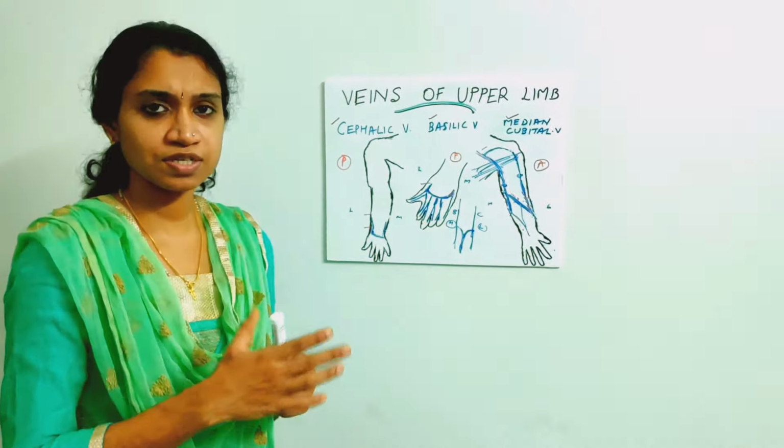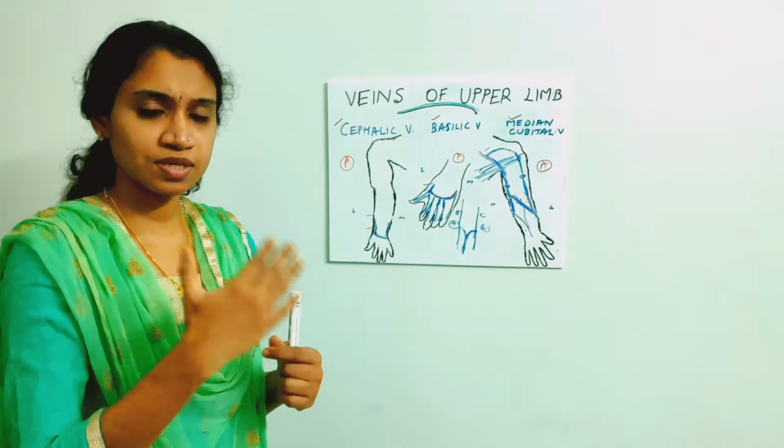Origin we have already discussed. The basilic vein joins with the brachial veins at the lower border of teres major to form the axillary vein, or the basilic vein can continue as the axillary vein at the lower border of teres major. In that case, the brachial veins will be joining at the lower border of the subscapularis muscle.